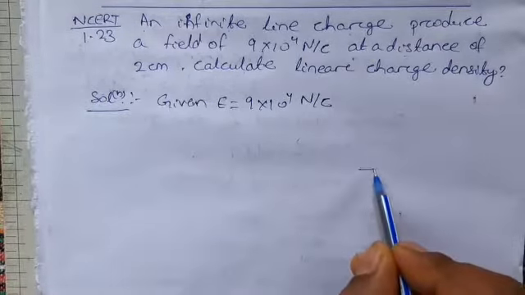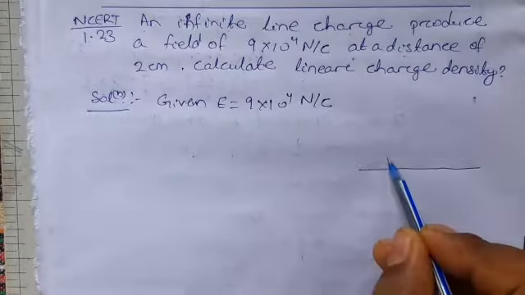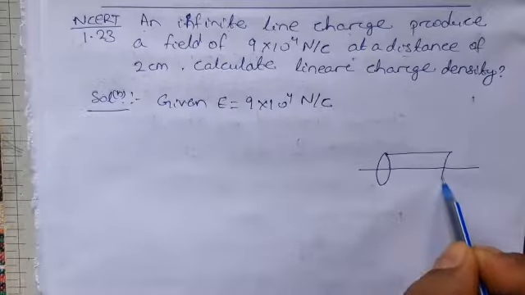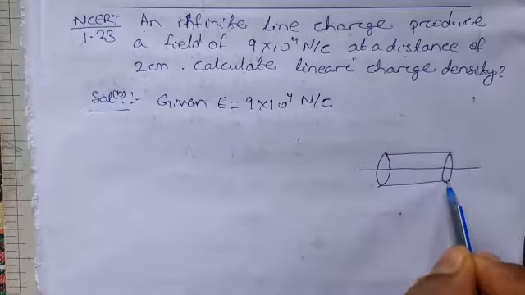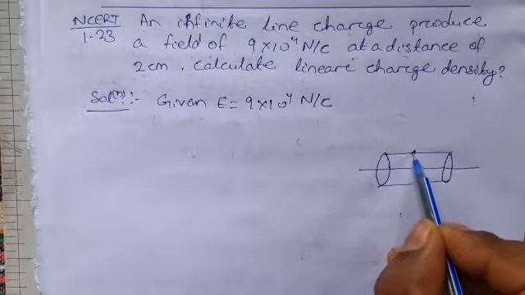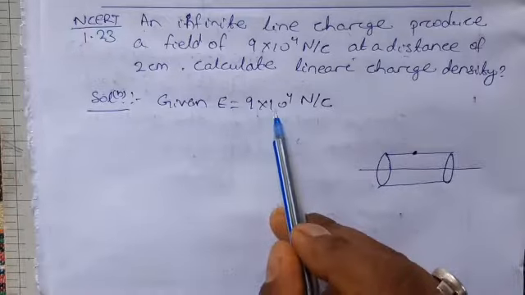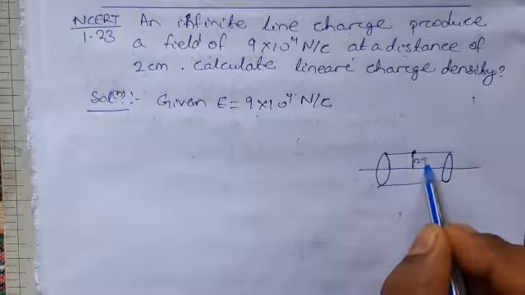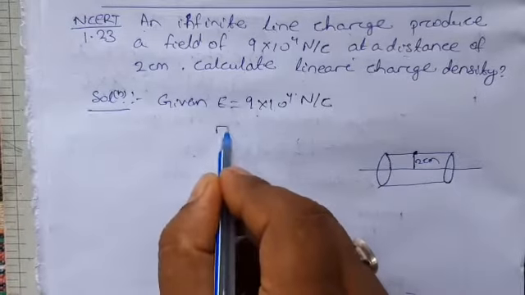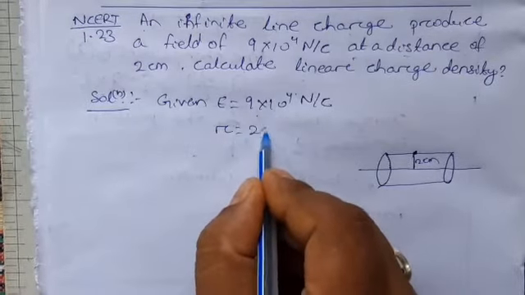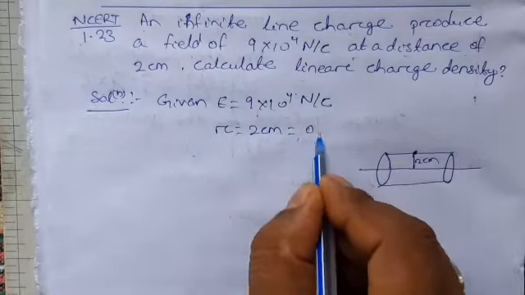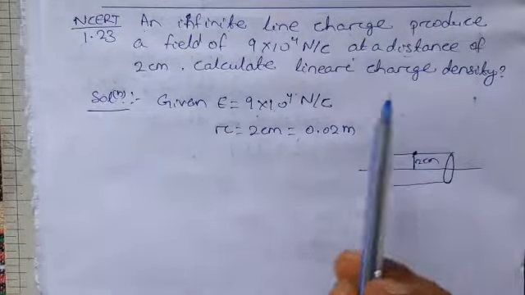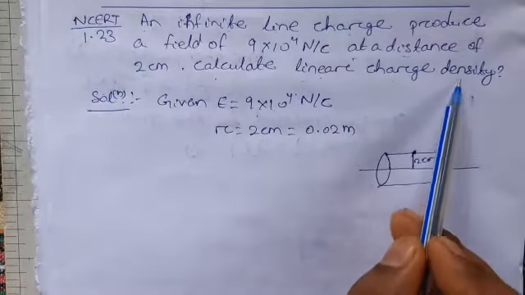See, this is the infinite line charge. I will take a Gaussian cylindrical surface. So this point gives an electric field of 9 into 10 to the power 4, meaning the distance from the wire is 2 centimeter, and I can say this is r equal to 2 centimeter, and this can be written as 0.02 meter. So calculate the linear charge density.